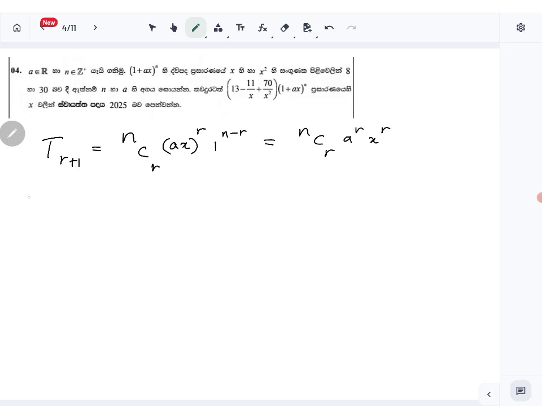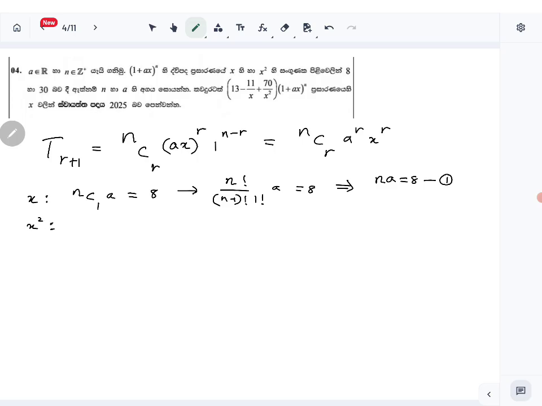So first let's look at the x coefficient. We know the x coefficient happens when r equals 1. So put r equals 1. So nC1 a is equal to what? It is equal to 8. So let's simplify this. n factorial over (n minus 1) factorial times 1 factorial, times a, is equal to 8. So this simplifies into na equals 8, right?